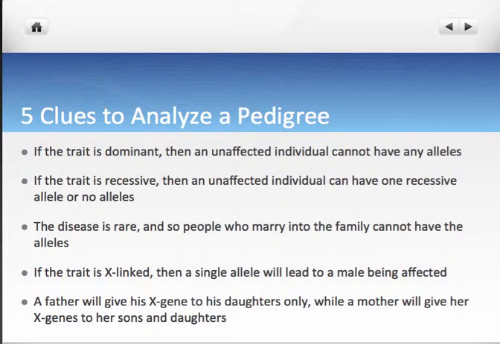And if the trait is X-linked, then a single allele will lead to a male being affected. That's because males are XY, and so he has no masking allele. And then a father will give his X gene to his daughters only, while a mother will give her X genes to her sons and daughters.